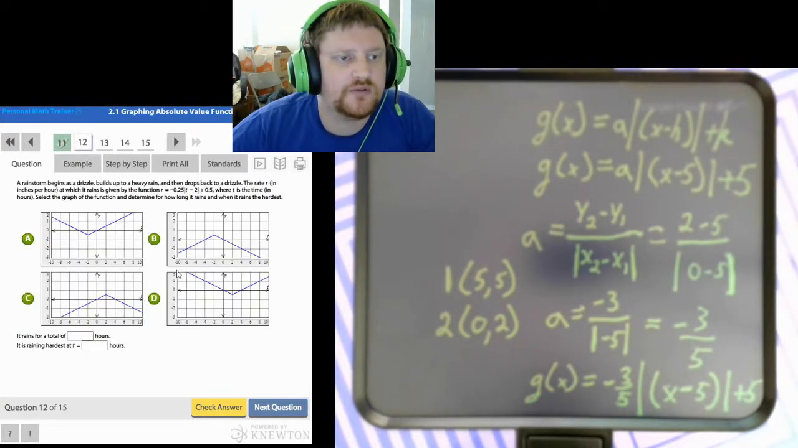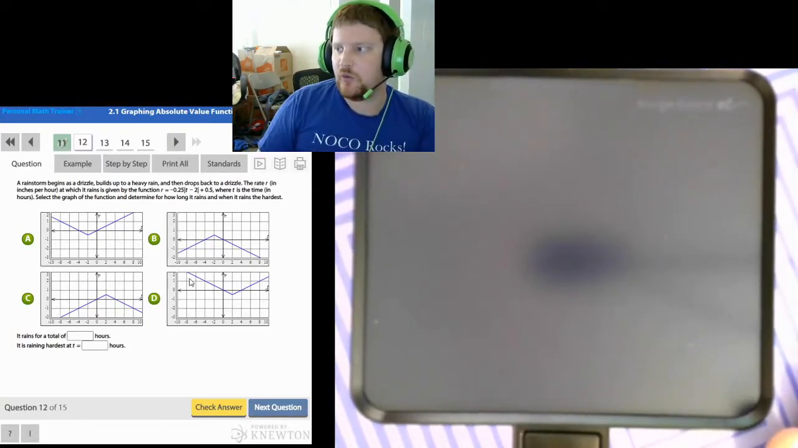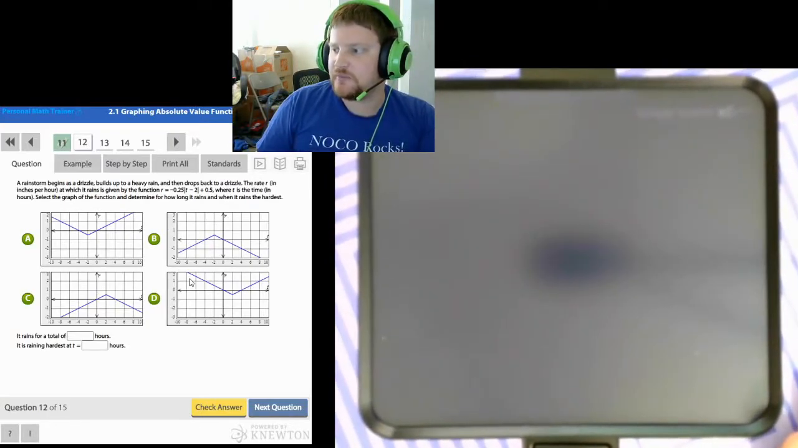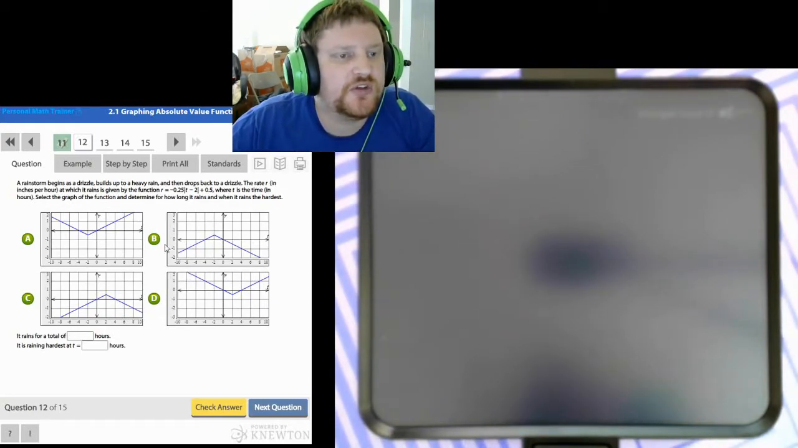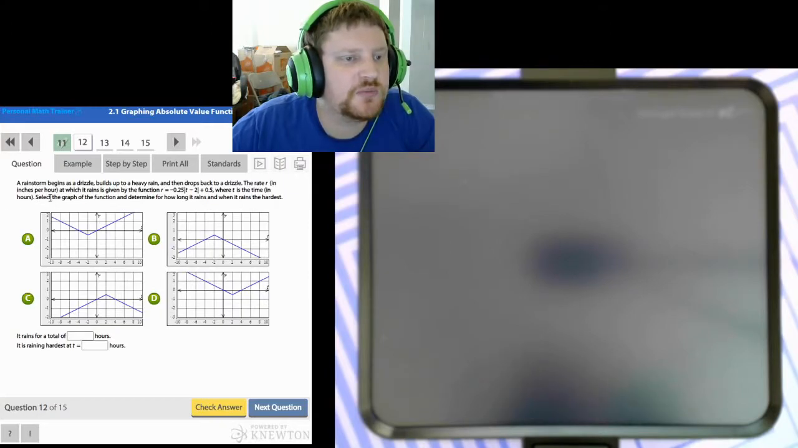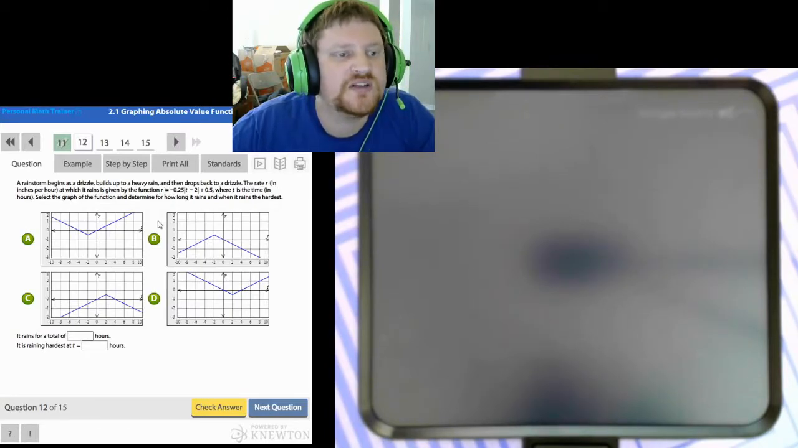Alright, number 12. Oh, here we've got our SAT style word problems. I know how much you guys absolutely love these. So, a rainstorm begins as a drizzle, builds up to a heavy rain, then drops back to a drizzle. The rate r in inches per hour at which it rains is given by a function r equals, and they give us this formula, where t is time in hours. Select the graph of the function to determine for how long it rains and when the rain is the hardest.